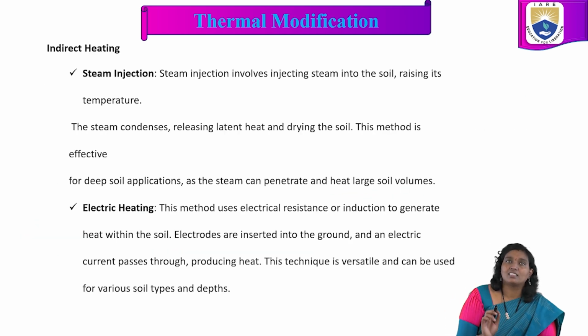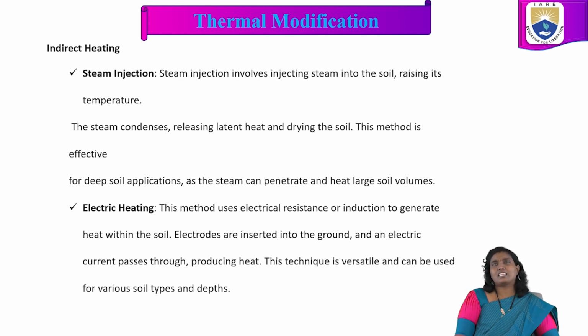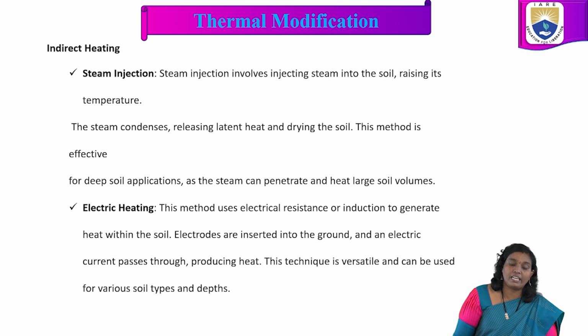Indirect heating, steam injection, electrical heating. Steam injection involves injecting steam into soil, raising its temperature. The steam condenses, releasing latent heat and drying the soil. This method is effective for deep soil applications as the steam can penetrate and heat large soil volumes.